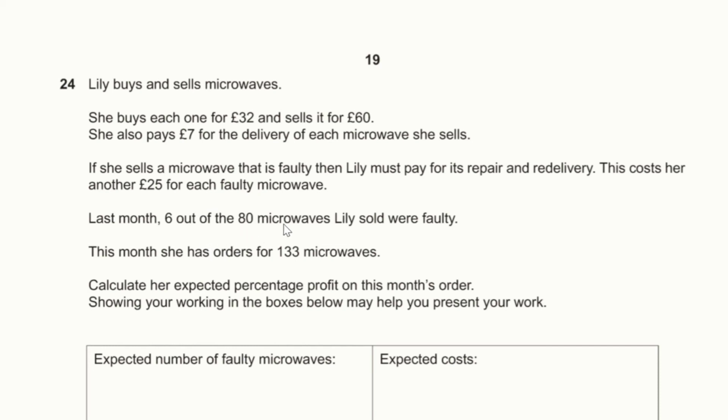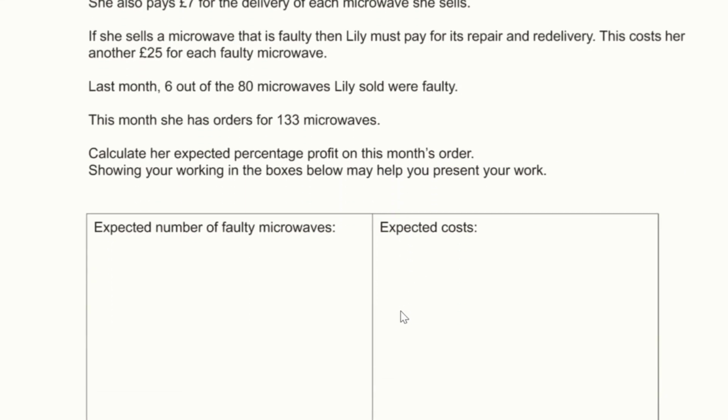Last month, 6 out of the 80 microwaves Lily sold were faulty. This month, she has orders for 133 microwaves. You have to calculate her expected percentage profit on this month's order. Show your working in the boxes below, which may help you present your work.